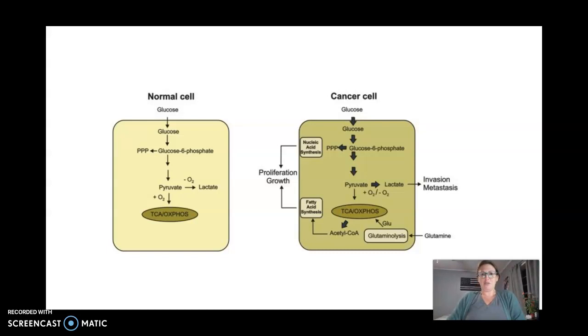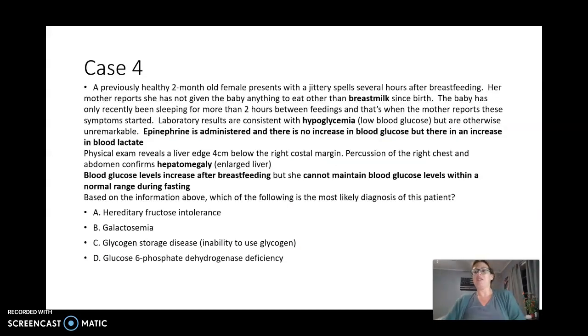The other case that I chose was case 4, which discusses a healthy 2-month-old female that presented with jittery spells several hours after breastfeeding. Her mother reports she had not given the baby anything to eat other than breast milk since birth. The baby has only recently been sleeping for more than 2 hours between feedings, and that's when the mother reports the symptoms started. Laboratory results are consistent with hypoglycemia, which is low blood glucose, but are otherwise unremarkable.